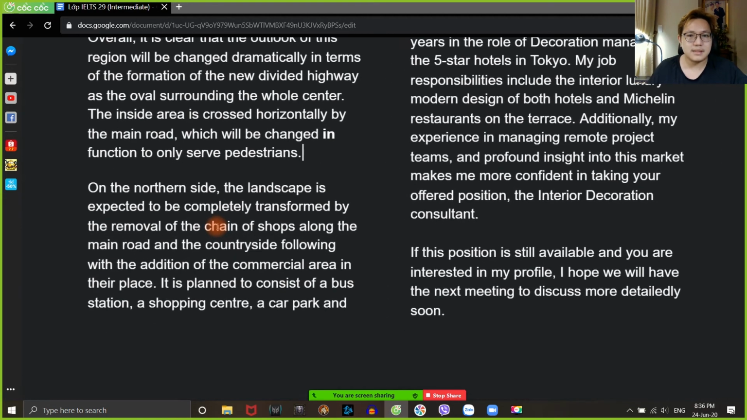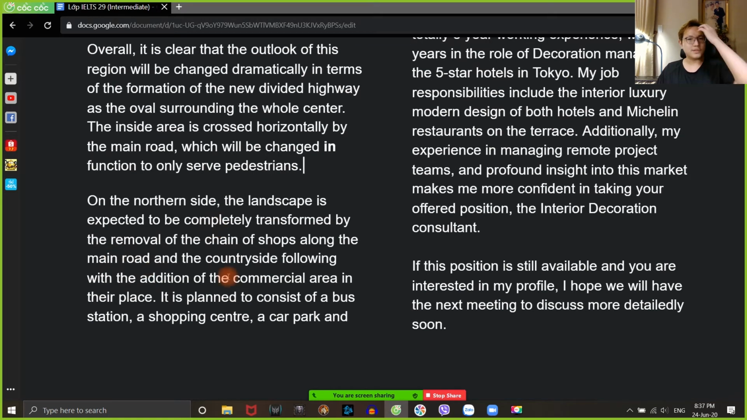On the northern side, the landscape is expected to be extremely... Oh wait. It's cái cảnh trí, cái đất đai á. Cảnh quan á, thì được mong đợi là sẽ hoàn toàn được thay đổi bởi cái sự lấy đi, the removal của cái chain of shops, của cái chuỗi shops along the main road and the countryside around, following with the addition, following with the condition hay là followed by các bạn.